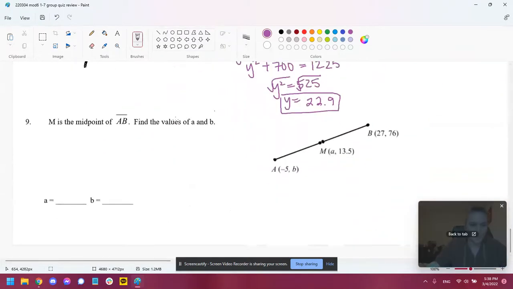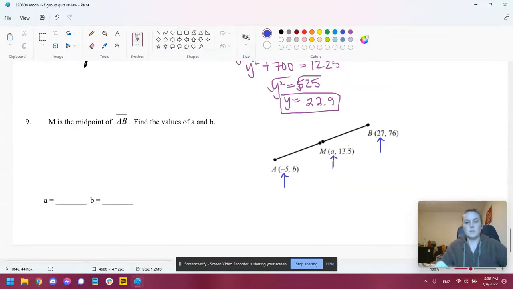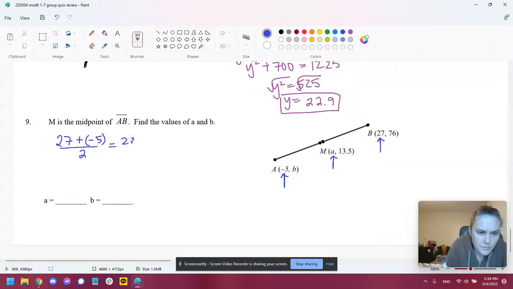Last one. M is the midpoint of AB. Let's find these two values. We're going to do the x's in one step and the y's in a totally different step. So let's do the x's first. We want to say that the middle of -5 and 27 is A. Let's find the middle of these two numbers. The middle of -5 and 27 is, I'm going to say, 27 plus -5 divided by 2. That's 22 over 2, which is 11.